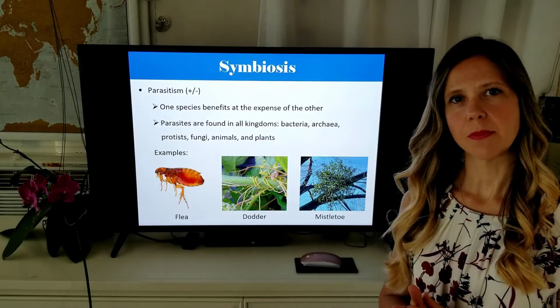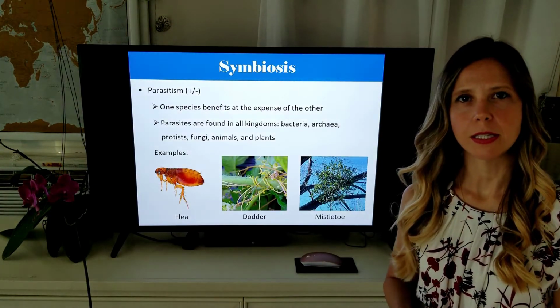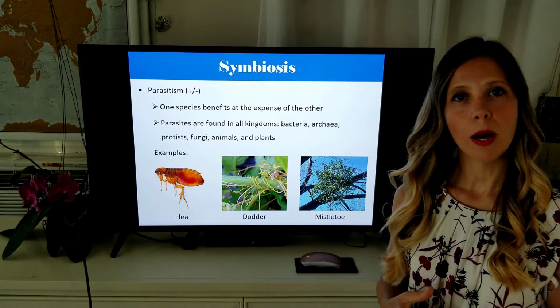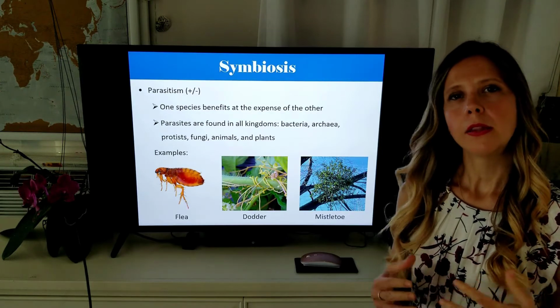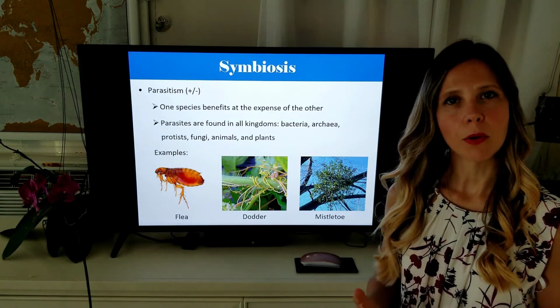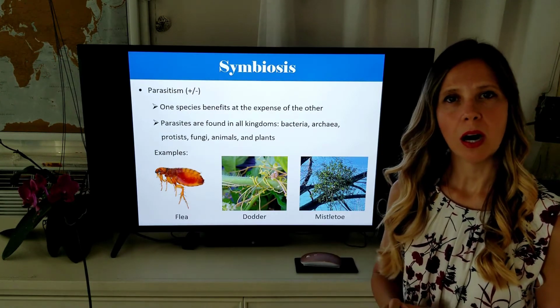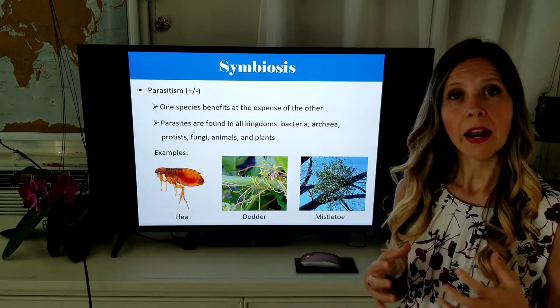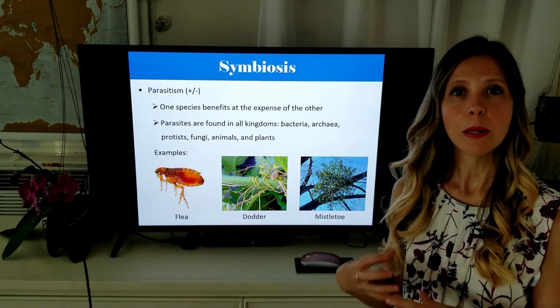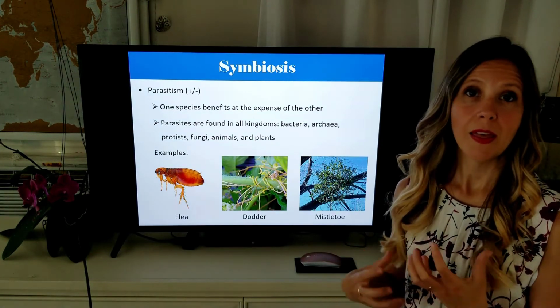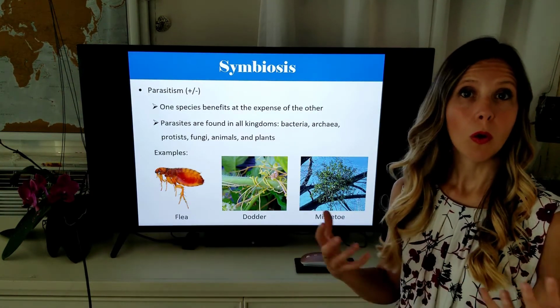Our last type of symbiotic relationship is parasitism. So in parasitism, the one organism is going to benefit whilst the other one is harmed. The organism benefiting is the one that we call the parasite. The one being harmed is known as the host. And often our parasites will try to keep that host organism alive, because if that host organism is alive, they have a source of food or a place to live.